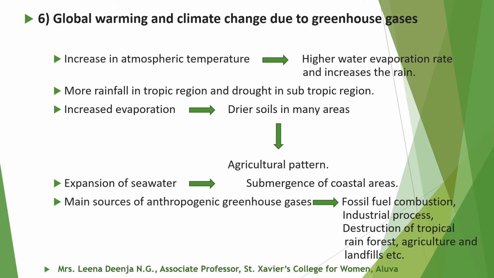The main sources of anthropogenic greenhouse gases are fossil fuel combustion, industrial process, destruction of tropical rainforest, agriculture, and landfills, etc.